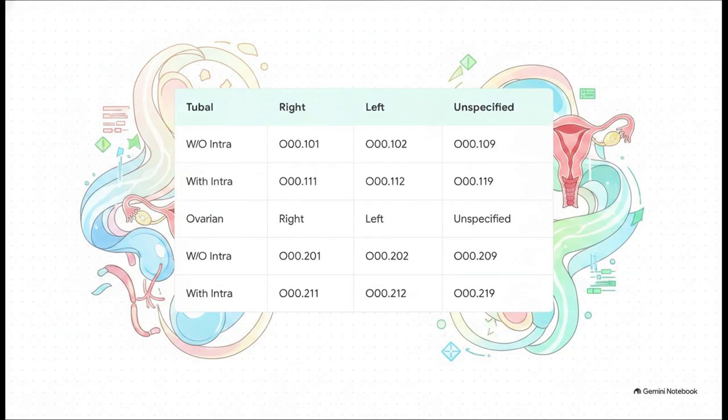Now, if there is a coexisting intrauterine pregnancy, that middle number changes to a 1, giving us codes like O00.111 for the right side or O00.112 for the left. And the logic is perfectly identical for ovarian pregnancies right down there in the O00.2 category.